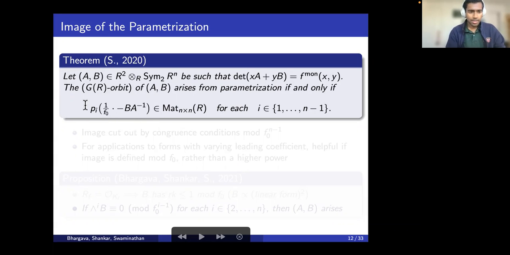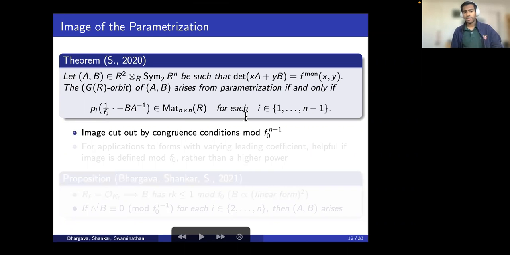So remember, I defined these polynomials pi before. If you take pi and you evaluate it at the matrix 1 over f naught times minus BA inverse, this matrix here has got to be a matrix with integral entries. That's the condition for the pair A comma B to arise from the parametrization. So it's a bit of a funny condition.